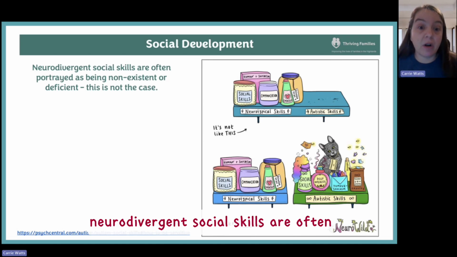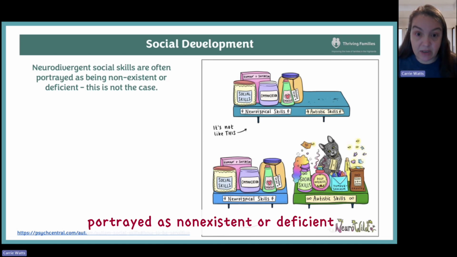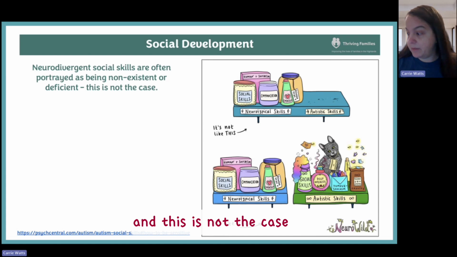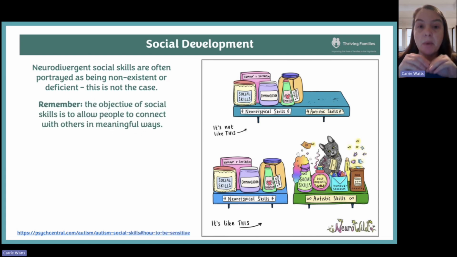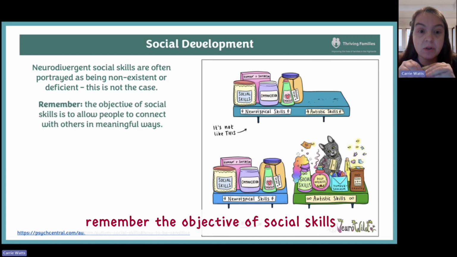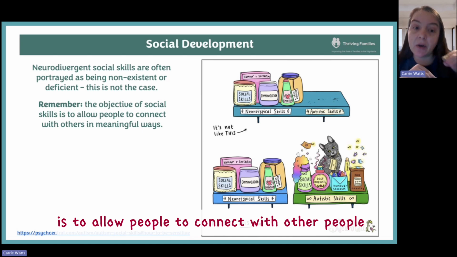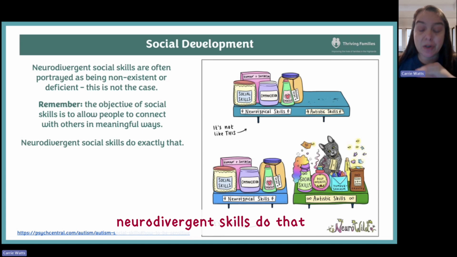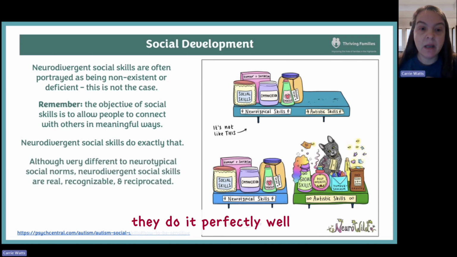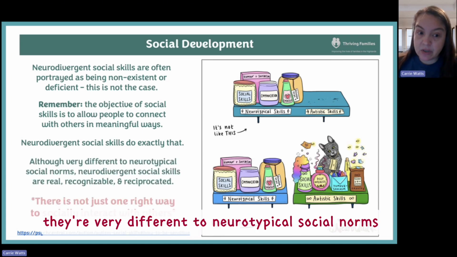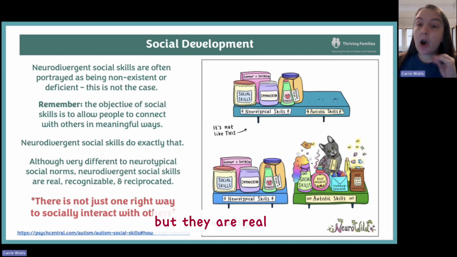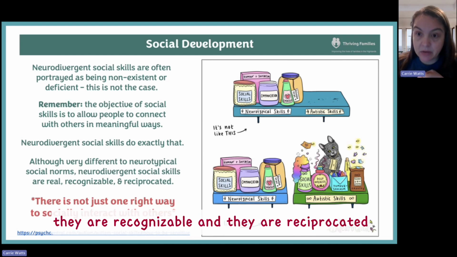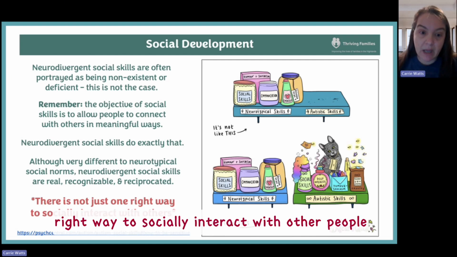Neurodivergent social skills are often portrayed as non-existent or deficient, and this is not the case. Remember, the objective of social skills is to allow people to connect with other people in meaningful ways. Neurodivergent skills do that. They do it perfectly well. They're very different to neurotypical social norms, but they are real, they are recognizable, and they are reciprocated. There is no one right way to socially interact with other people.